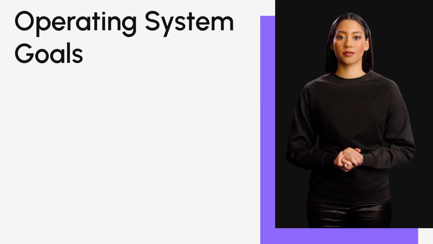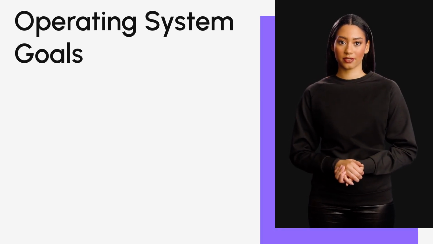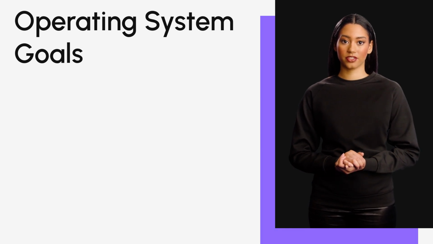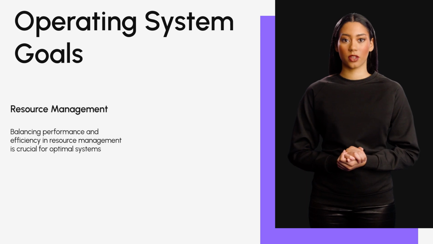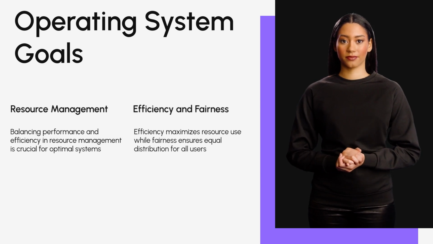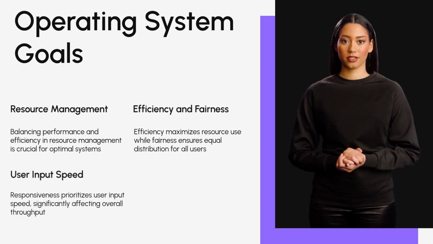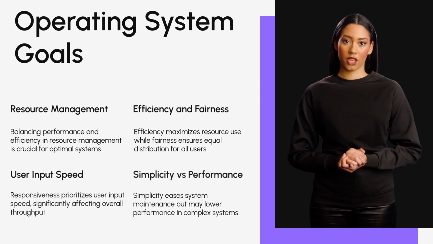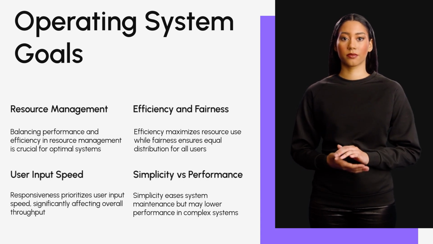Operating systems balance performance, efficiency, and complexity in resource management. Efficiency maximizes resource use, while fairness ensures equal distribution. Responsiveness prioritizes user input speed, affecting throughput. Simplicity eases maintenance but may lower performance. These trade-offs are crucial for optimal system operation.